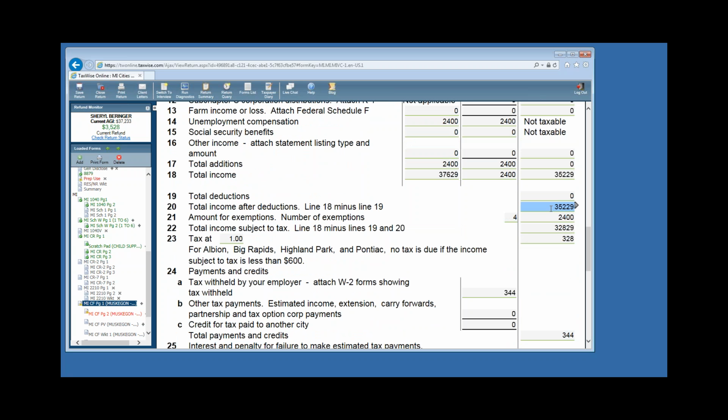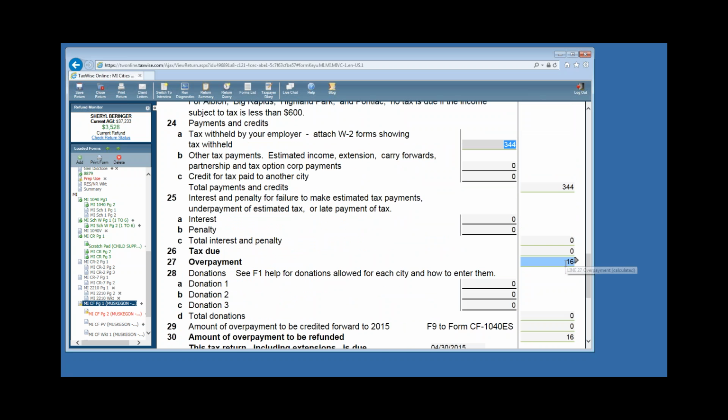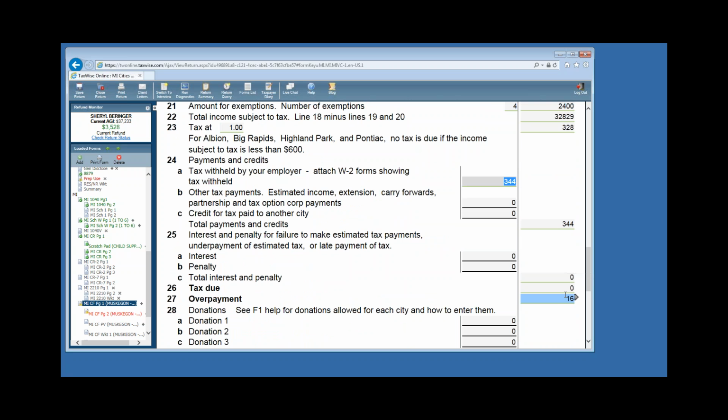You can see here that that's the total taxable income. Her exemptions are applied to reduce her taxable income to that amount. 1% of $32,829 is $328. She had $344 withheld. This is flowing right from that W-2 form. So if you take the difference between the two, she receives because she overpaid, she'll receive a refund of $16 from the city.